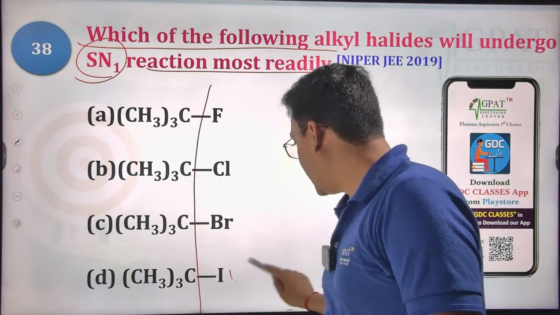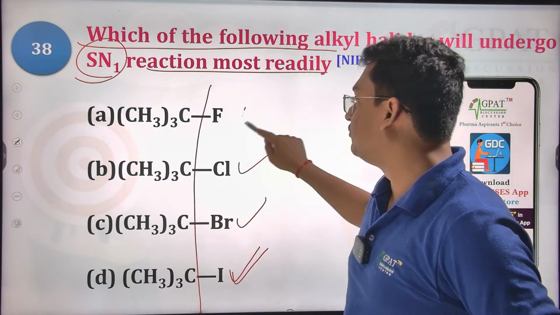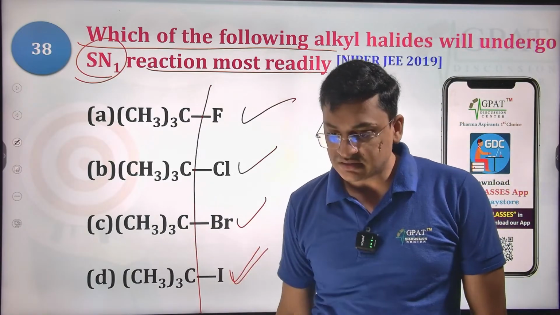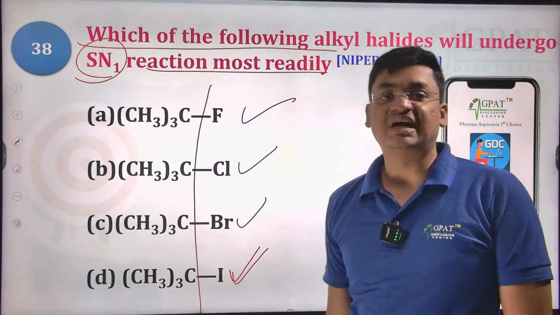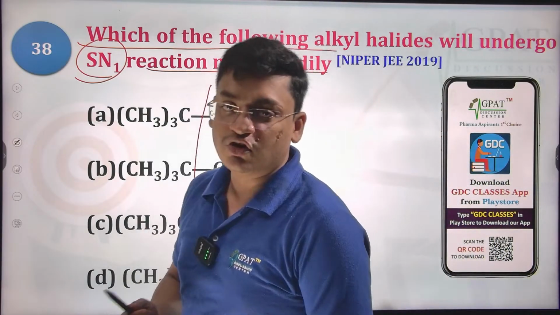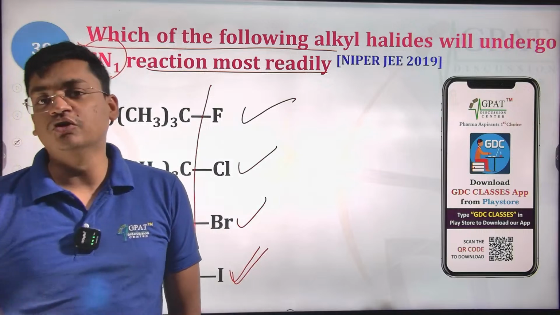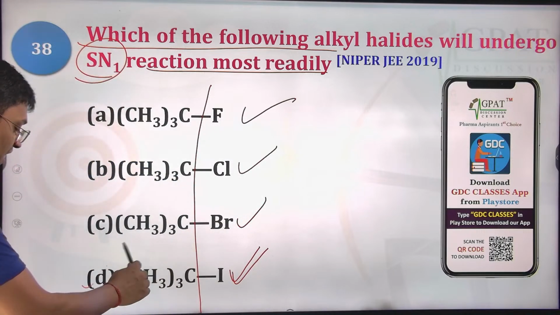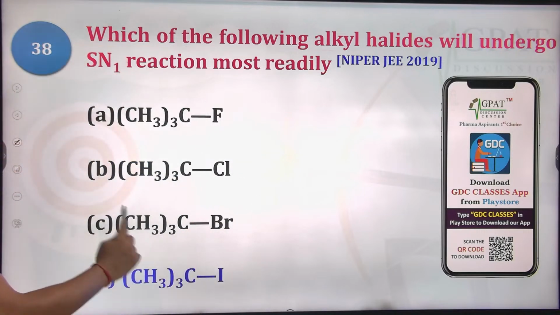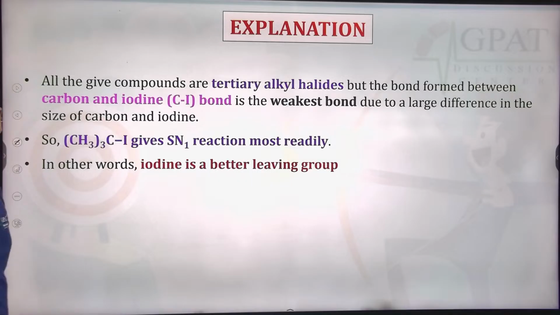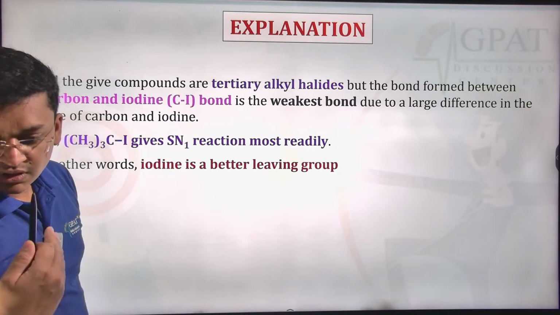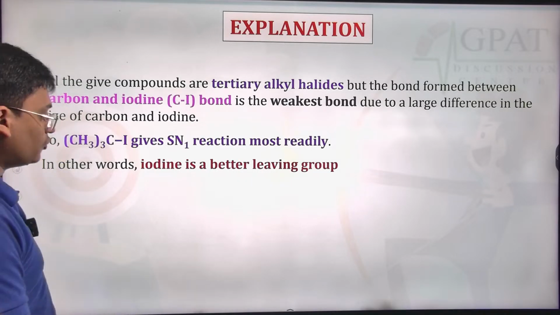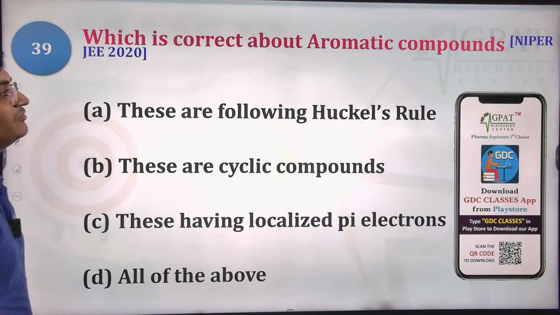Among them, we are having iodine, bromine, chlorine and fluorine. The higher bond length is present on the iodine carbon, which is having the better leaving group, iodide ion. The best leaving group among all these will be iodide. So yes, D is the correct answer. Iodide, due to the better leaving group, will be having the fastest SN1 reaction.